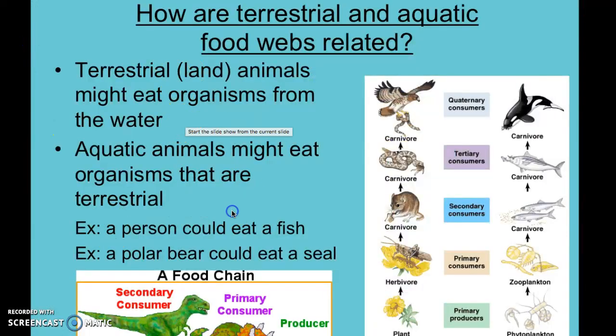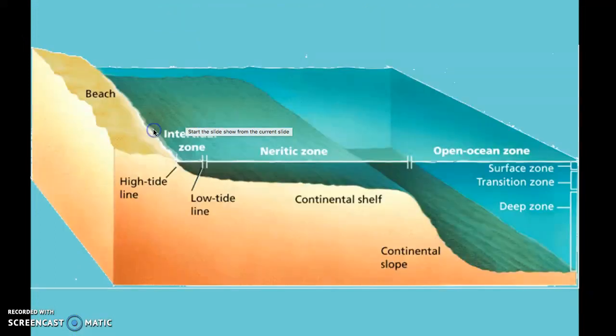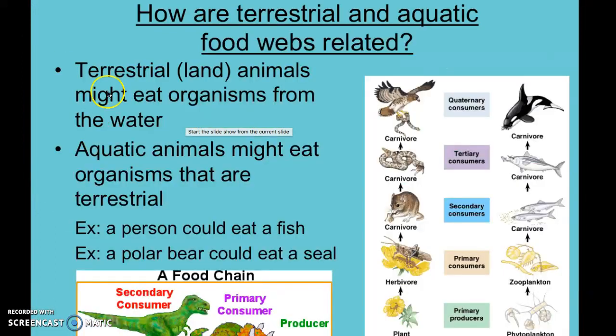So how are terrestrial and aquatic food webs related? How are they interconnected? Well, your stem terr, T-E-R-R, refers to land, and then aqua refers to water. So how are the terrestrial and aquatic food webs interconnected? How are they related? Well, a terrestrial animal might eat something from the water, or an aquatic animal might eat something from the land, something that's terrestrial.